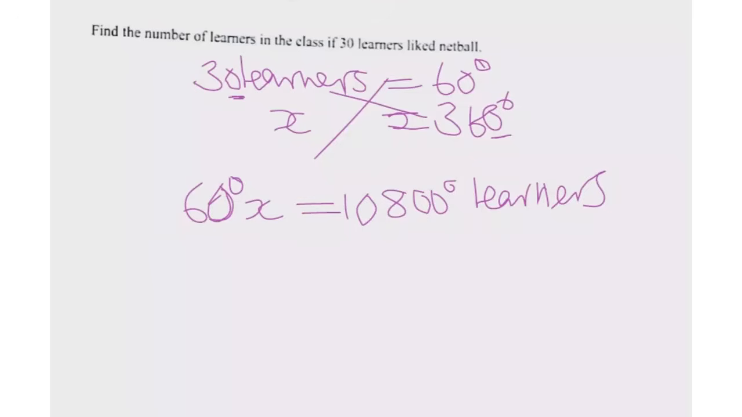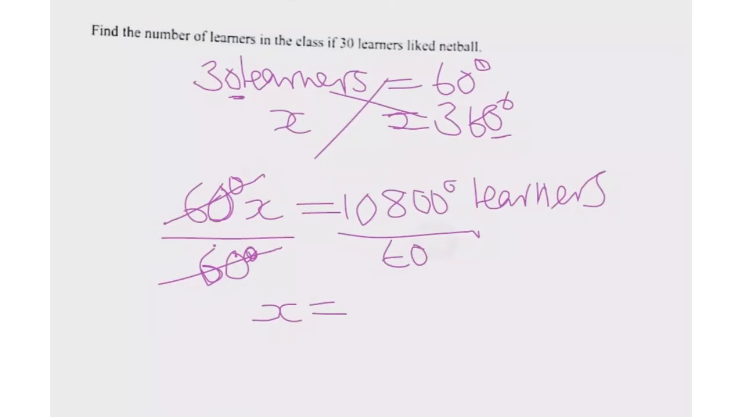Okay, so now once we've come up with this expression, we can now divide both sides by 60 degrees. Why are we dividing by 60 degrees? We want to remain with x on one side of the equal sign. That means this 60 degrees and this 60 degrees will cancel each other out, leaving us with x, which is equal to. So now here again we are dividing by 60 degrees.